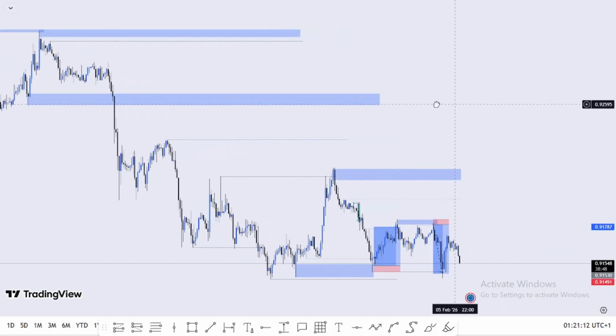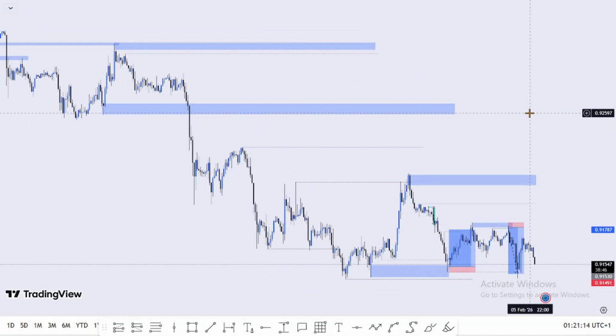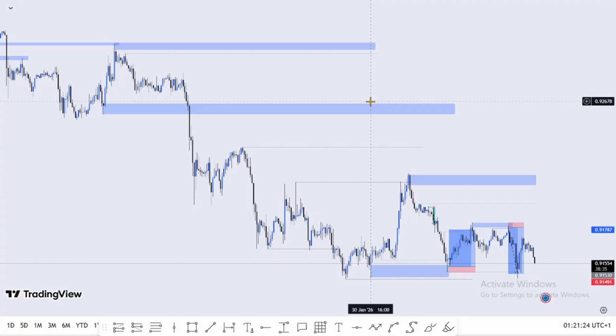So the first thing we're going to talk about here is liquidity. What is liquidity? When you hear the word liquidity, we are basically talking about stop losses, right? Liquidity is simply where orders are resting, and most of these orders come from retail traders placing stop losses in very predictable places. So liquidity is created by traders doing the same thing at the same areas.